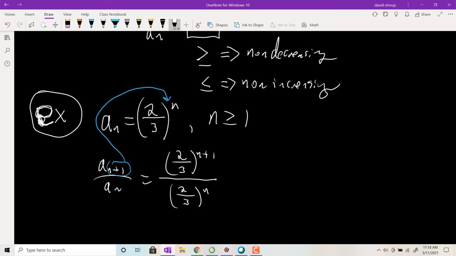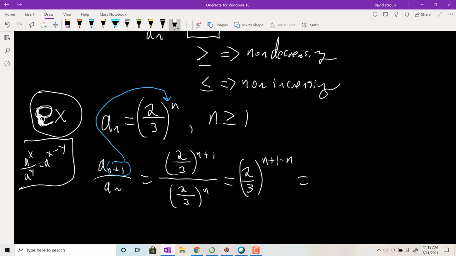And then we can use our quotient rule for exponents, right? If you have a to the x over a to the y, that's equal to a to the x minus y. So we'd have 2/3 to the n plus 1 minus n, which is 2/3 to the 1, which is just 2/3. And then we're comparing that to the number 1. What is that? Well, that's less than 1, so therefore also less than or equal to. In other words, the next term in line, a sub n plus 1, is smaller than the previous term. In other words, it's non-increasing.